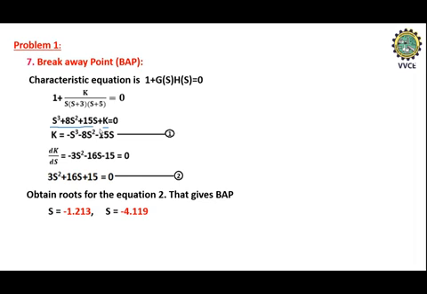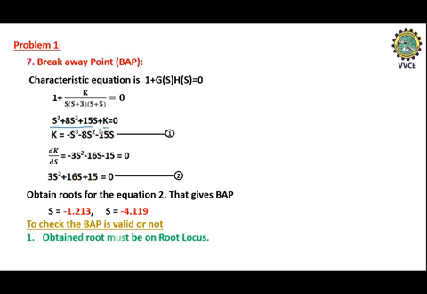So in order to check that, there are 2 conditions in order to judge that it is a valid one. So first is obtained root must be on root locus. So in the first step itself, we have told that the breakaway point should come between 0 and minus 3. So here we have 2 roots, minus 1.2 and minus 4.1. Only this root is in between 0 and minus 3. This is not in between 0 and minus 3. So the first condition will be satisfied by the first root.